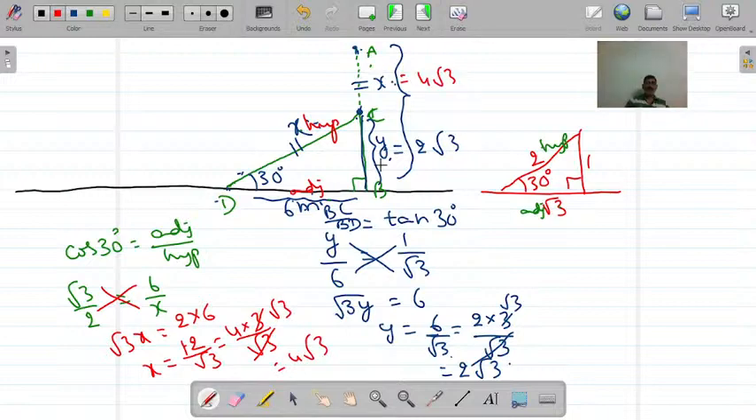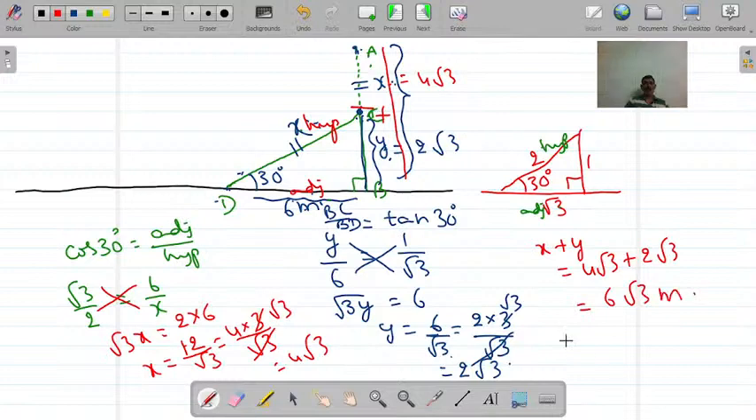What is the height of the tree? Total height is x plus y. So x plus y is equal to, what is x? 4 root 3, plus y is 2 root 3. 4 root 3 plus 2 root 3 is 6 root 3. That's how we can find the height of the tree. If you want further, you can take root 3 as 1.732 and find the value.